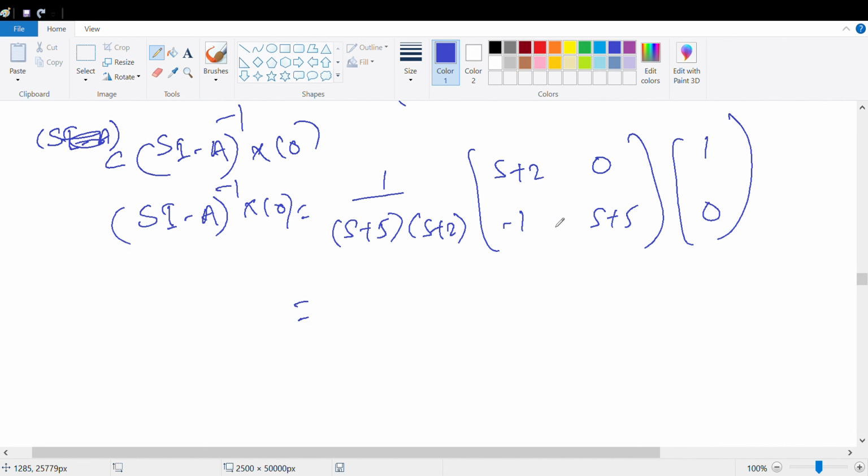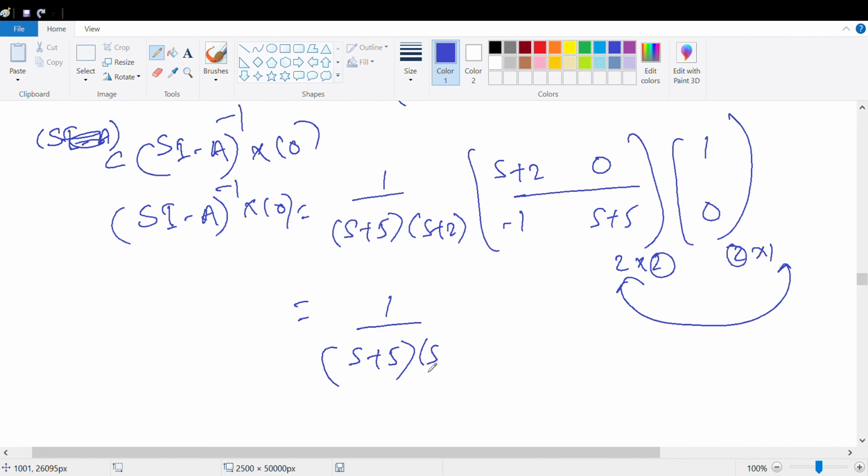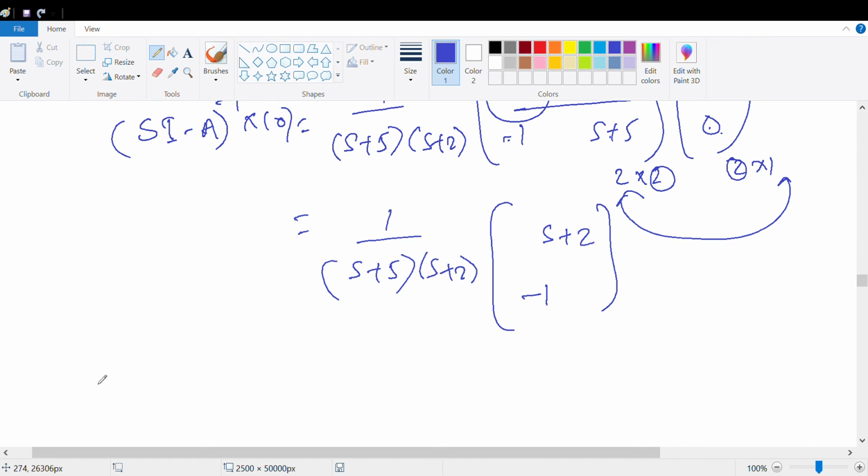If you multiply, this is a 2 by 2 matrix and this is a 2 by 1 matrix, and we will get a 2 by 1 matrix as output. 1 by (s plus 5)(s plus 2) times: s plus 2 times 1, so this is s plus 2, plus 0 times 0; then minus 1 times 1, that is minus 1, plus s plus 5 times 0, so it is 0. This we get, and after that we have to multiply it with c, sI minus a whole inverse into x of 0. So c is [1, 0].